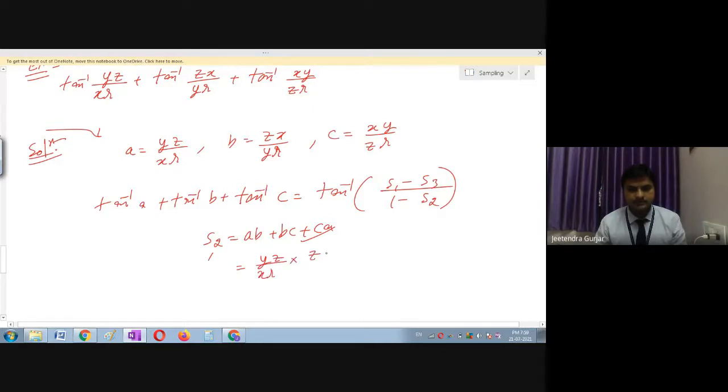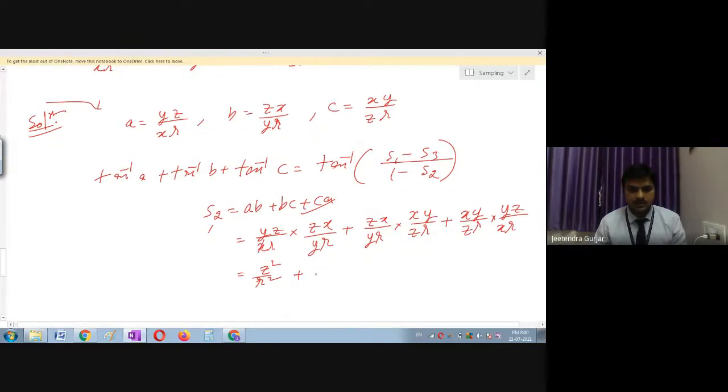B is equal to ZX upon YR. Just what I'm doing here, students, all the values I'm substituting, you have to remember this trick, and XY upon ZR plus C XY upon ZR into A YZ upon XR. So if you just simplify, it will be Z square upon R square. So you can see there is a cancellation, x gets cancelled, right? So therefore here it will be x square upon r square plus y square upon r square.